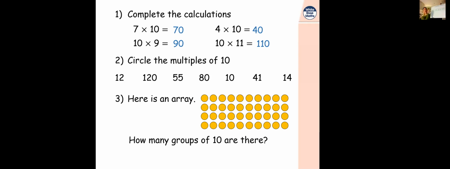It's often quite easy to spot a multiple of 10, a number that's in the 10 times table, because they all end with a 0. 0, 0, 0, 0, 0. Their units, their ones column, always ends with a 0. So that's an easy way to spot multiples of 10. Well done. Okay, let's move on to question 3.